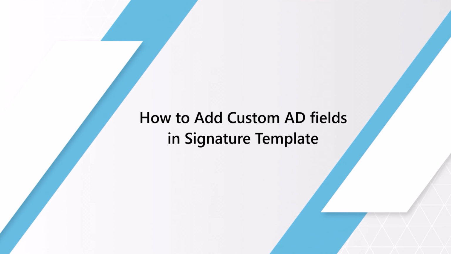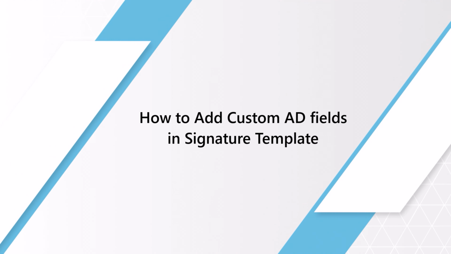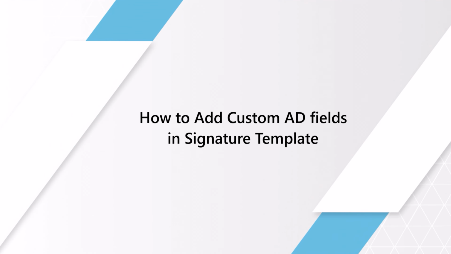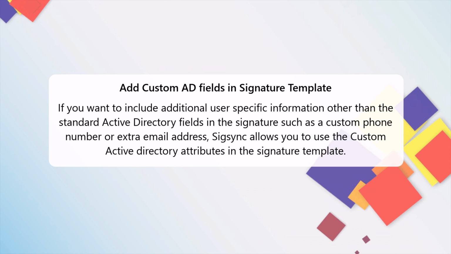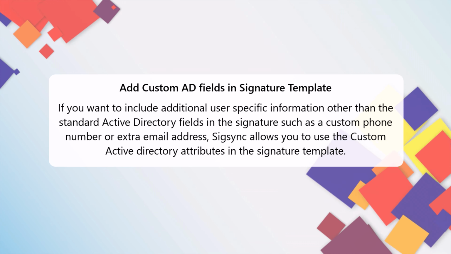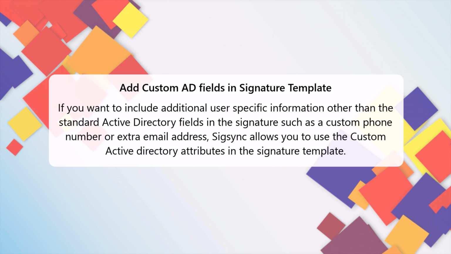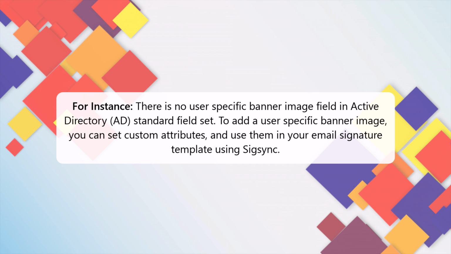This video demonstrates how to add custom Active Directory fields in your email signature template using Sigsync Signature Editor. If you want to include additional user-specific information other than the standard Active Directory fields in the signature, such as a custom phone number or extra email address, Sigsync allows you to use the custom Active Directory attributes in the signature template. For instance, there is no user-specific banner image field in Active Directory standard field set.